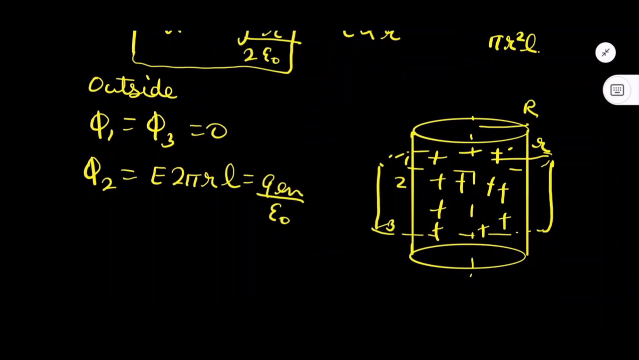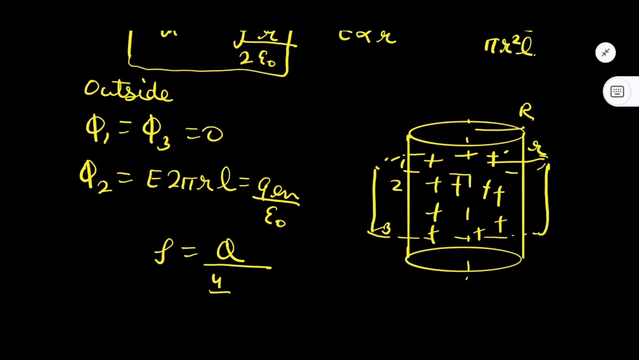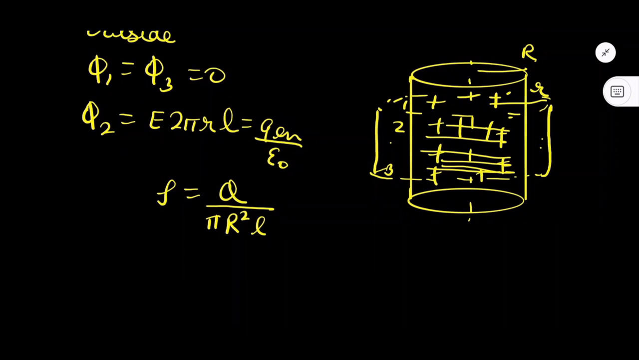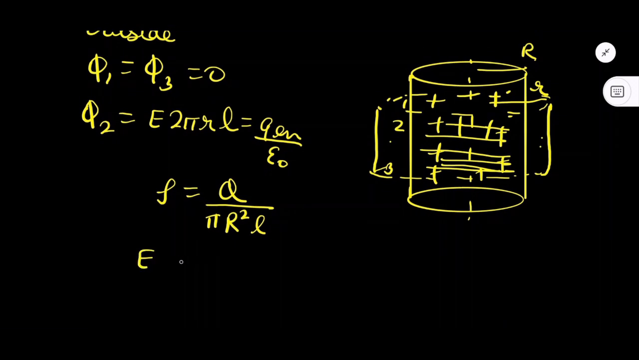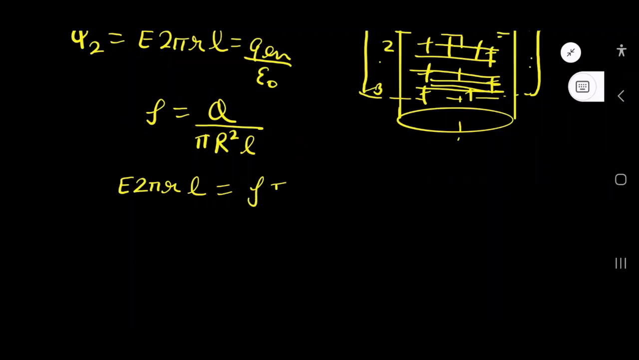Now the charge enclosed: as we know, the volume charge density is charge upon volume, and for the cylinder the volume is pi r square into l. Why am I now writing capital R? Since the charge is enclosed over this capital R region, and there is no charge over the remaining region, we write capital R. You have to note that this is a major difference between inside and outside. I am highlighting it again and again. So it will be E into 2 pi r l equals rho into pi capital R square l upon epsilon naught, right?